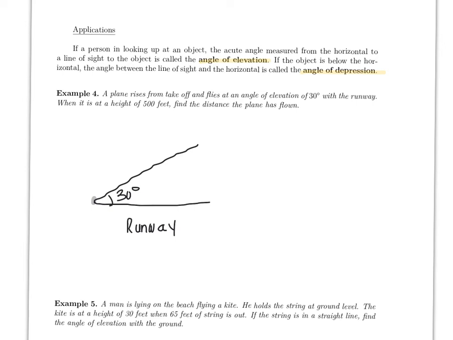When the plane is at a height of 500 feet, height is measured perpendicular to the ground, right? So here we have 500 feet. Find the distance the plane has flown. So if you look at our picture, my squiggly hypotenuse here, that's how far the plane has flown. That's what we're looking for. In a problem like this, you can call it X or you can call it C, whatever you want.